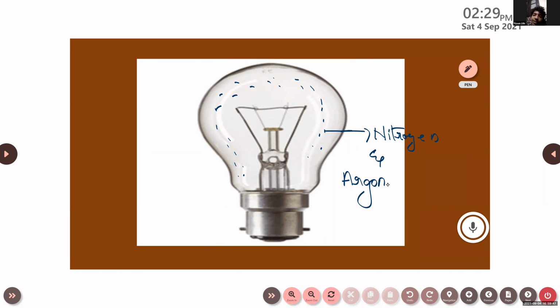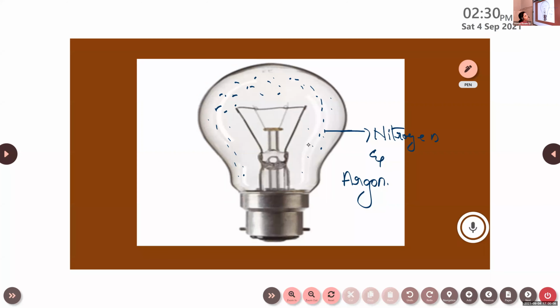When we throw that bulb at the wall, there would be a very big sound, and then it will be broken. Otherwise, it will remain for a long time, because here we have filled it with nitrogen and argon gas.